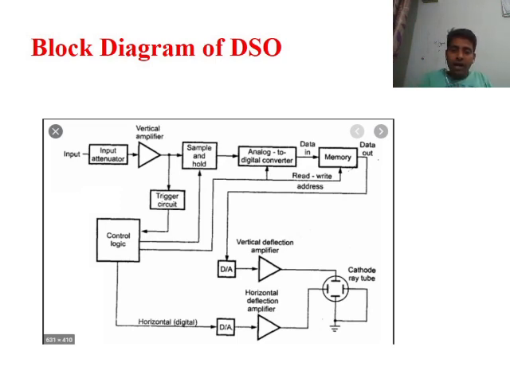Then we have the analog to digital converter. Here the input analog signal is converted to samples, and from that we convert it to digital format using the ADC. Now we have the data ready, which is fed to memory. It is volatile memory, which is erased once the power is off. Then the data is given to, as usual, the CRT, vertical amplifier, horizontal amplifier, and so on. We'll go to the next slide.